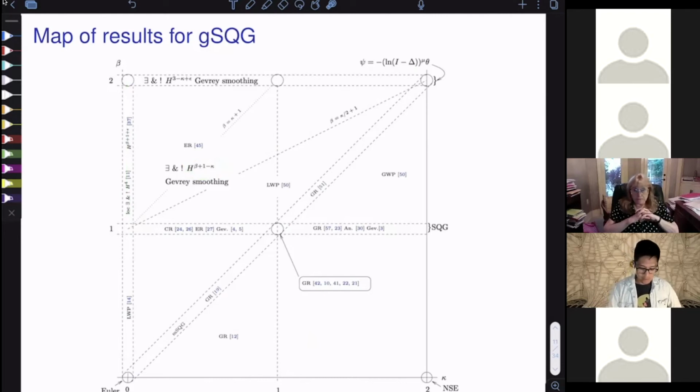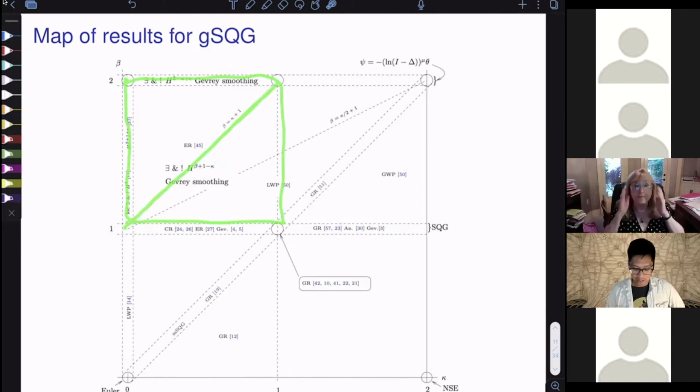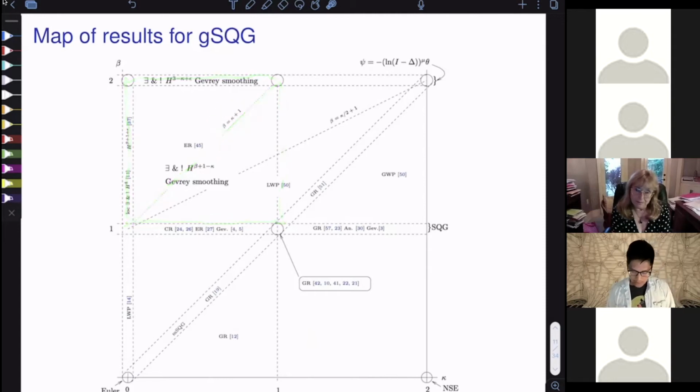Before I leave the slide, I just want to emphasize our results are in here, and notice that I drew an extra line, beta equals kappa plus 1, because we were able to identify an additional criticality, if you will, in this particular case where kappa was equal to beta minus 1. I'll point out how that arises and what the intuition for that line is.